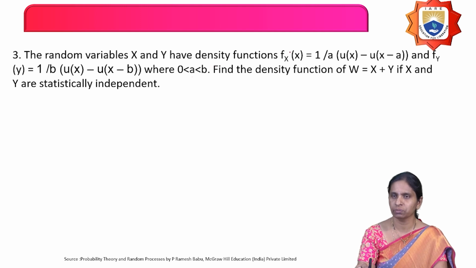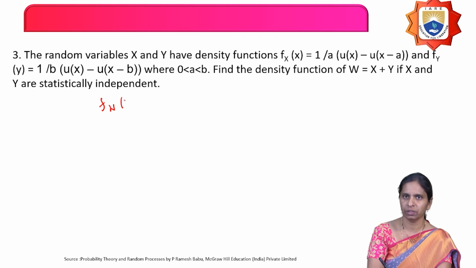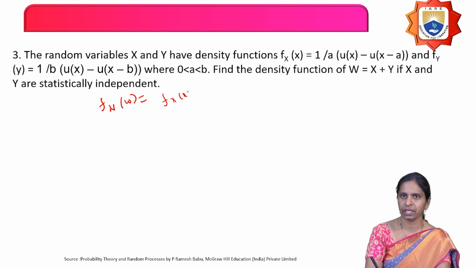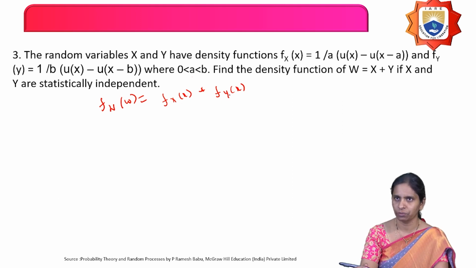So find the density function of W equals X plus Y if X and Y are statistically independent. So what do you have to calculate? You have to calculate the density function of the sum of two independent random variables. Then what is f_W of w? It equals f_X of x convolution f_Y of x, or you can also take f_Y of y convolution f_X of y.